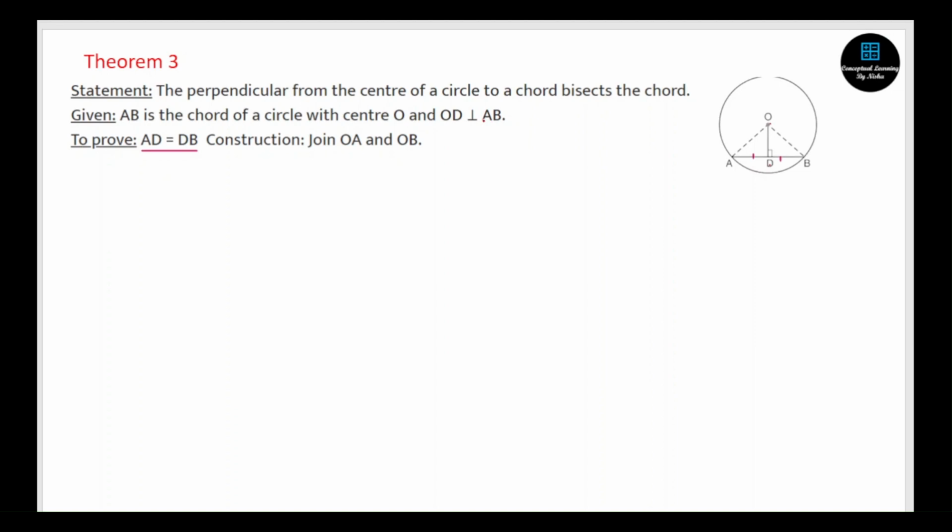Now what is given to us? OD is perpendicular to AB is given. Now here I'll take this construction. I am joining OA and OB. Now can I see two triangles? Yes, I can. So what I can write for this? In triangle OAD and which other triangle? Correct, OBD.